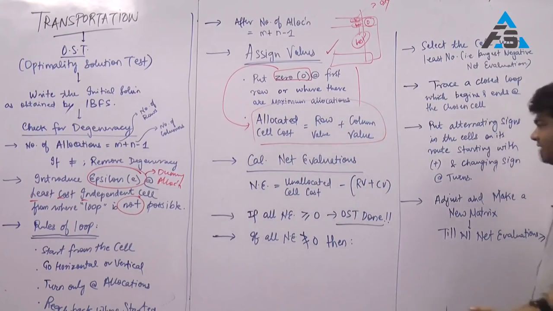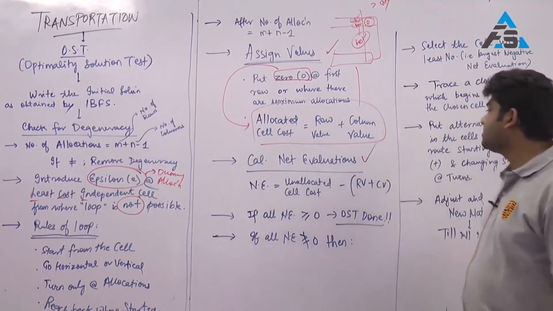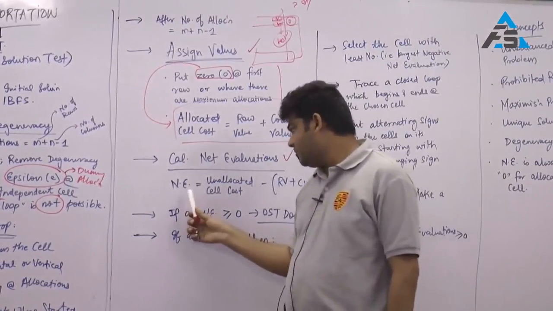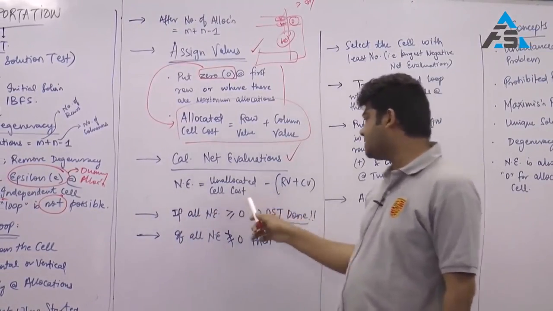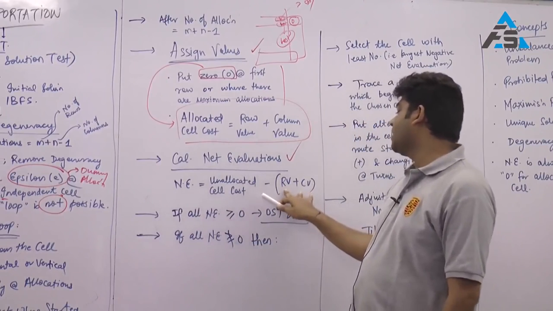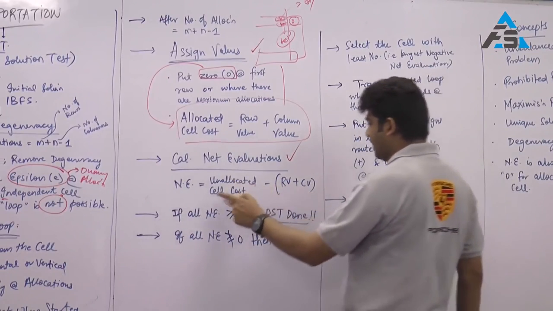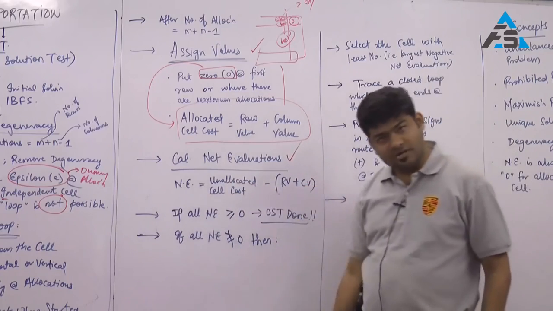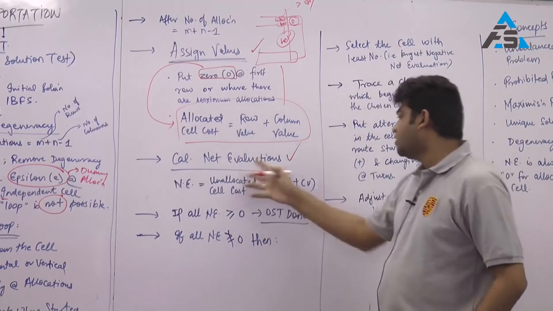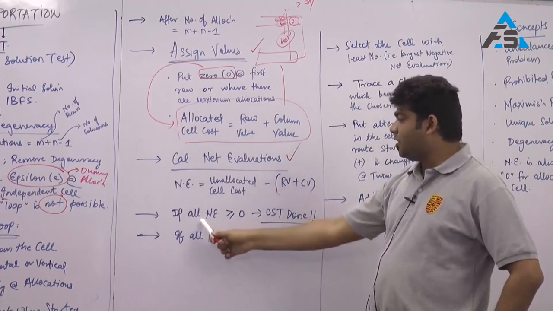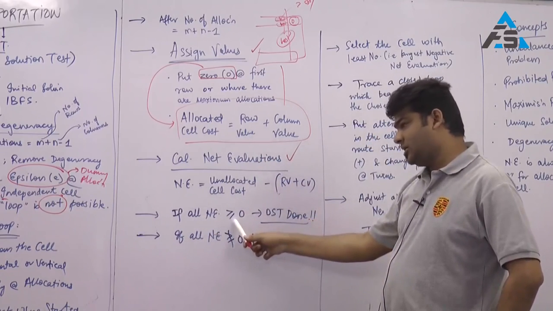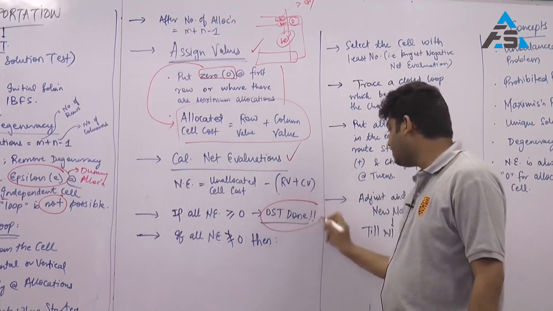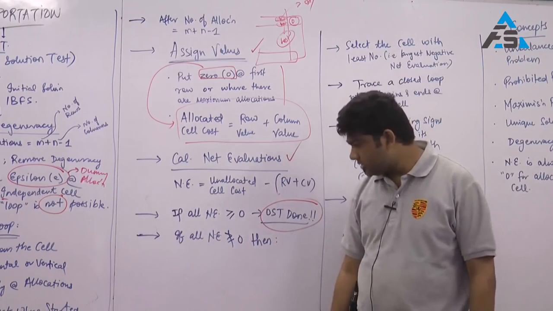You will then complete this whole assignment of values using this fundamental: allocated cell cost is equal to row value plus column value. Once that is done, then comes the most important step of MODI, which is calculation of net evaluations. What is a net evaluation? Net evaluation is unallocated cell cost minus (row value plus column value). If you open this bracket, unallocated cell cost minus row value minus column value. As per your convenience, based on your mathematical knowledge, you can solve this. If all net evaluations are greater than or equal to 0, so even 0 or more than that, then we say that we have reached optimality, MODI done.